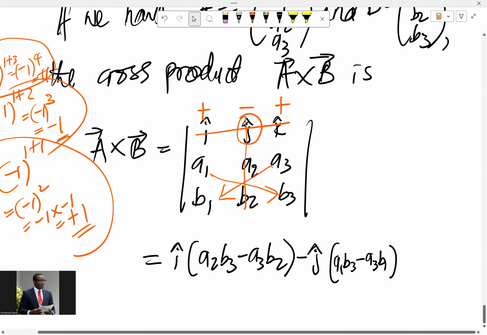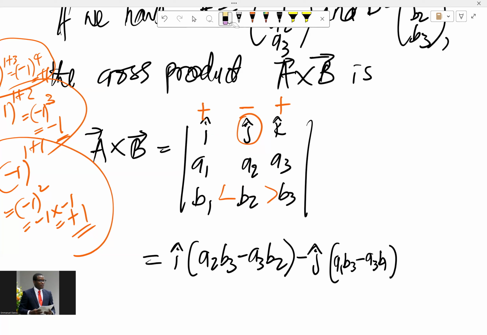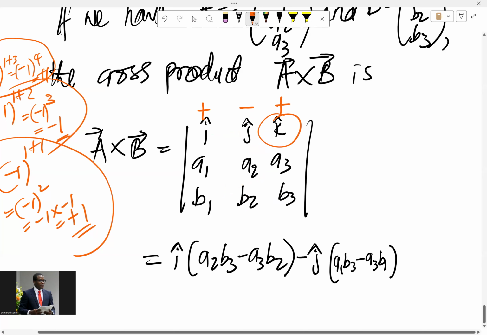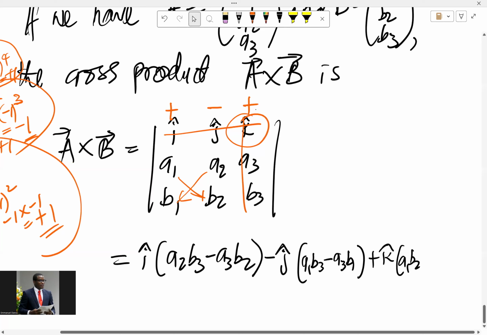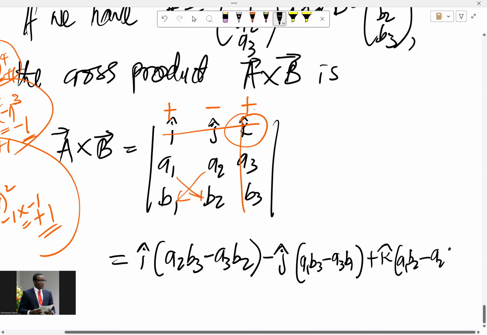So you have to use the three elements on that first row of the matrix. So let's carefully remove all this. Okay, now our attention shifts to K. So for K now, it belongs to row 1, cross it out. It belongs to column 3, cross it out. So then we have A1, B2, A2, B1. But the plus is what we have up there. So you have plus K into A1 B2 minus A2 B1. And that is what we have for that.